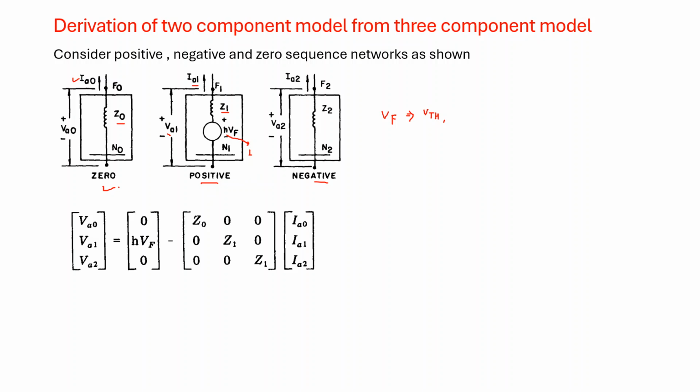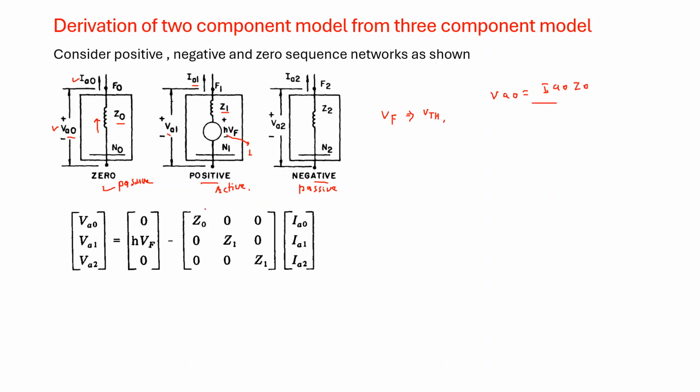Now what is to be remembered here? The zero sequence network is passive. This is passive, and this is active because we have a source. Now in the two component model, the equations are written here. I will write this equation: VA0 is the voltage drop across this, so it is equal to IA0 into Z0.